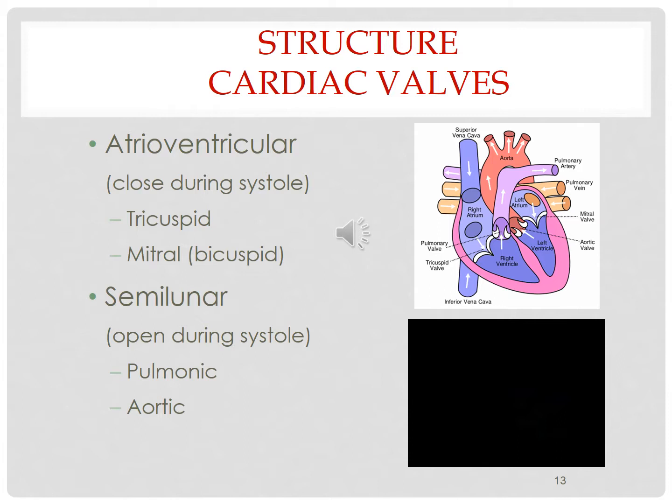The semilunar valves are set between the ventricles and the arteries. Each valve has three cusps that look like half moons. The semilunar valves are the pulmonic valve in the right side of the heart and the aortic valve in the left. They open during systole to allow blood to be ejected from the heart.